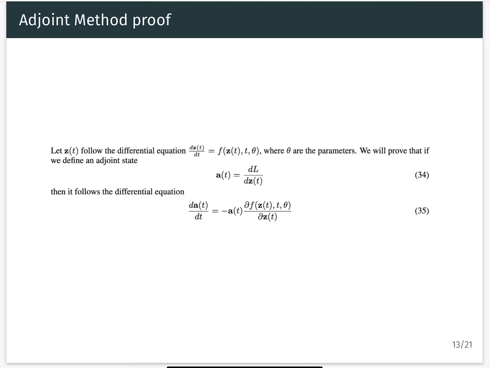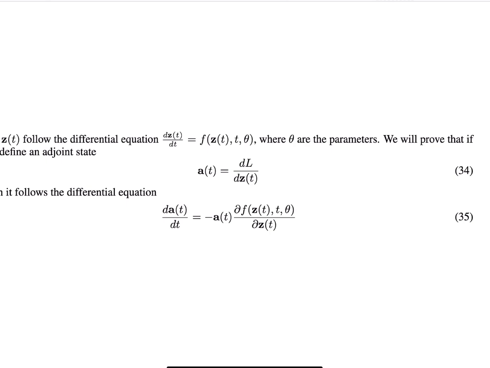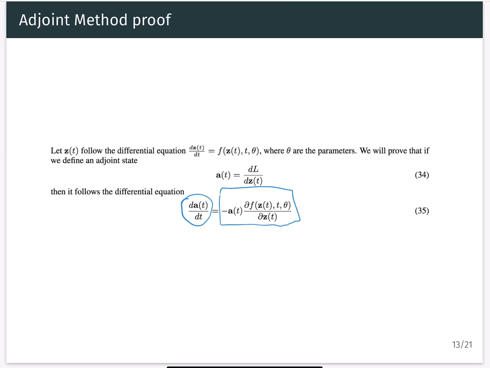So let's continue first to understand how, if we let z, our state, follow this differential equation dz/dt, where theta are parameters, we want to prove that the adjoint dynamics, the way this changes, is equal to this. So if we can find this out, then we can solve backwards in time for our adjoint.